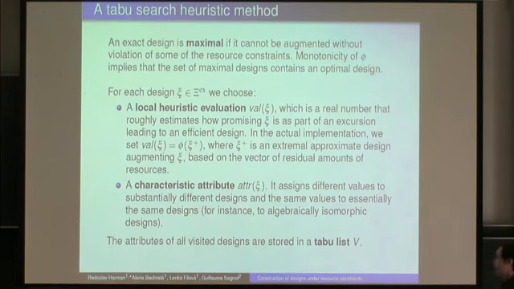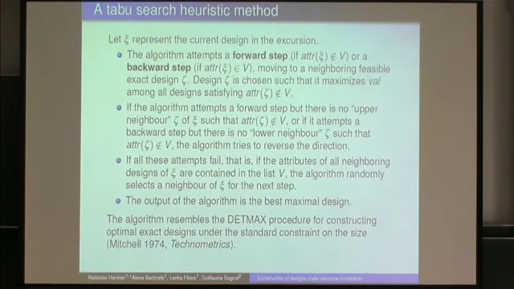Okay? And the essence of the taboo heuristic is that we keep a taboo list in which we store the attributes. And using this taboo list, we somehow avoid the designs that we already visited. Okay? We look at the taboo list, and if some designs in the neighborhood of the current design are in the taboo list, we try to avoid them.